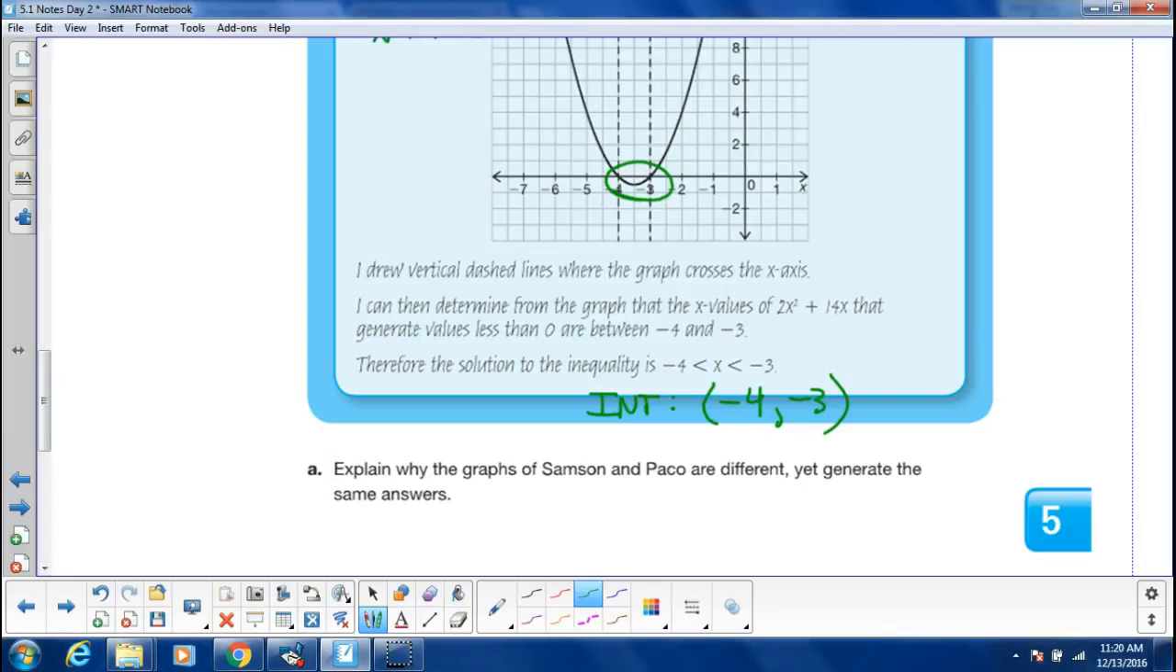Explain why Samson and Paco's graphs are different, yet they generate the same answers. Why they generate the same answers should be easy. Because it's the same problem. They're doing the same problem, they're just doing it different ways. Did both of them get to the answer?